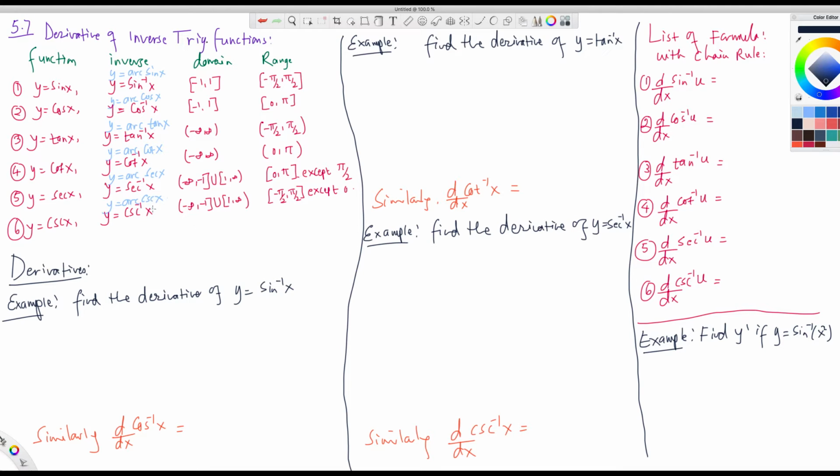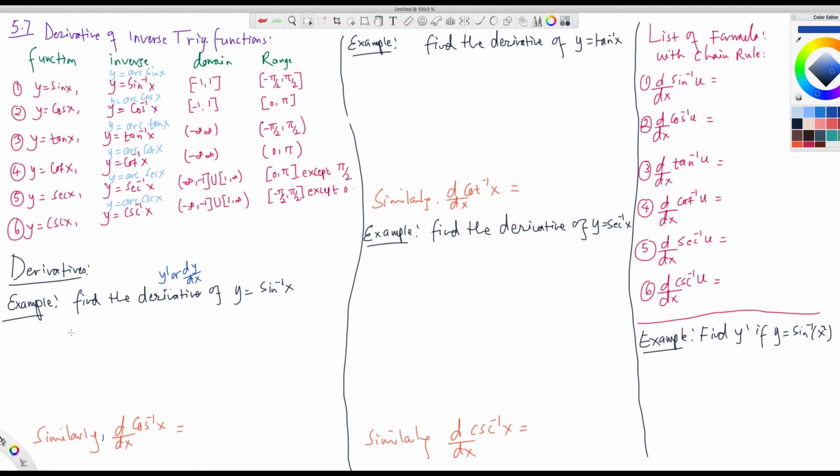For convenience, I want to use the -1 exponent for the inverse instead of arc, but you can write arcsine x, that's perfectly fine. So I want to find the derivative of y equals sine inverse x. I want to find y prime, or dy over dx. You want to find that, right?